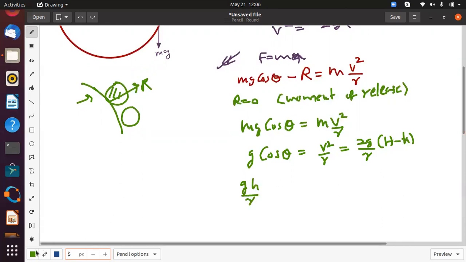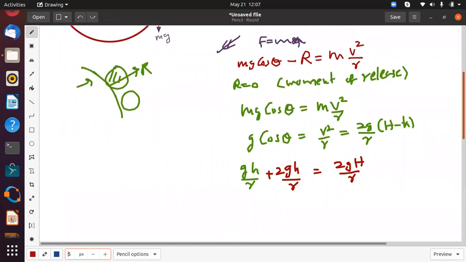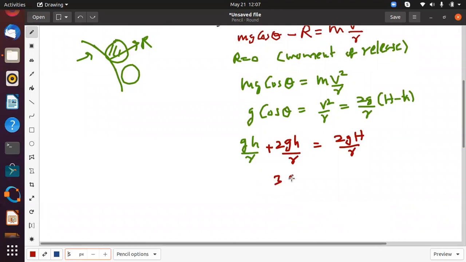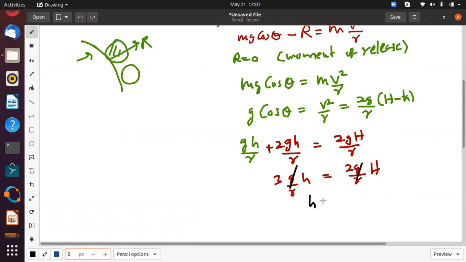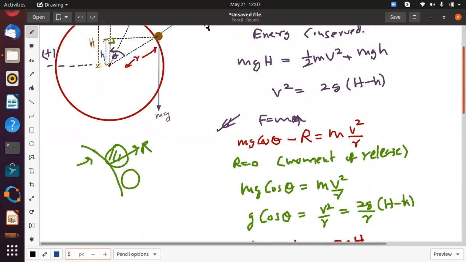On this side, you have 2g over r simple h. When you take this to the other side, 2g h over r, and here you have 2g capital H over r. When you add these two, you get 3g over r simple h and 2g over r capital H. So g over r cancels, and h, what we want to find, would be 2/3 of the initial height. This is the final answer. Thank you for watching.